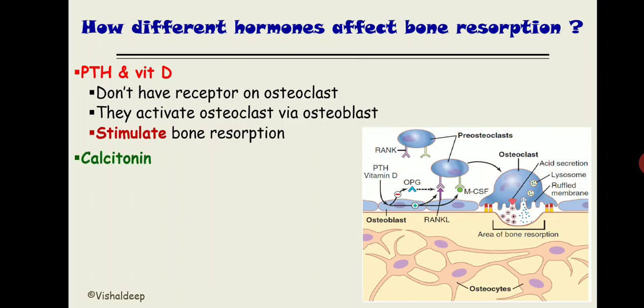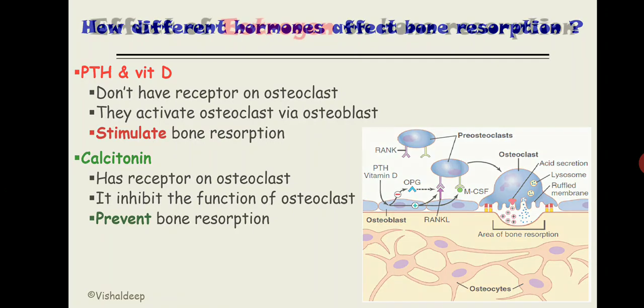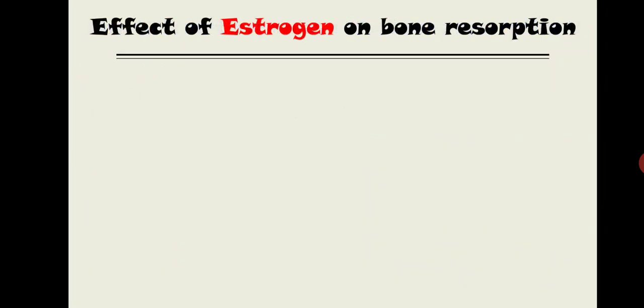Now next one is calcitonin. Calcitonin is the hormone that is secreted by the thyroid gland parafollicular C cells. It has a receptor over the osteoclast and it inhibits the function of the osteoclast, so it prevents bone resorption. Alright, we are going to discuss calcitonin in detail in our next lecture, so don't worry about that. We are going to discuss all three hormones in our next lecture: vitamin D, parathyroid hormone and calcitonin.